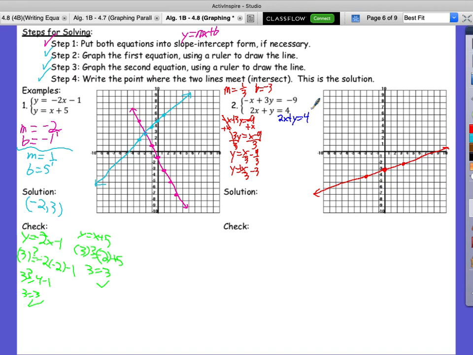Wait, are we allowed to switch the 2x to 4? What do you mean switch? Put the 2x first. When I brought it by itself, it was y equals 4 minus 2x. Yep, you can do negative 2x plus 4. You just gotta keep your negative with 2x.